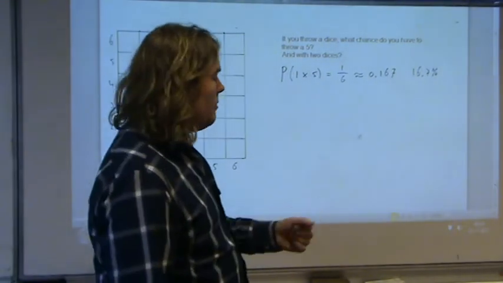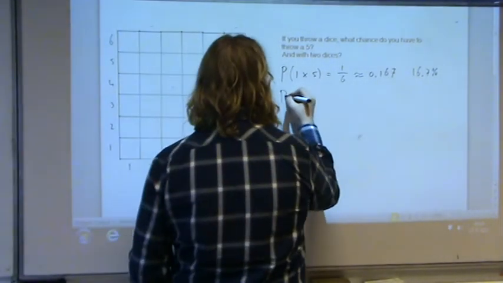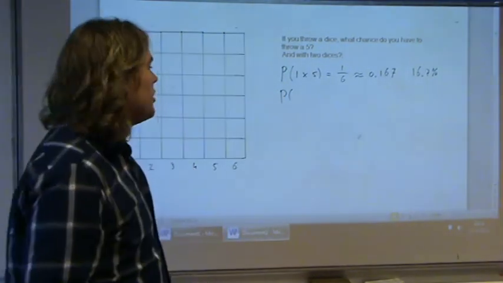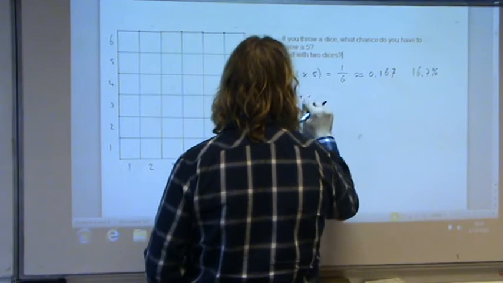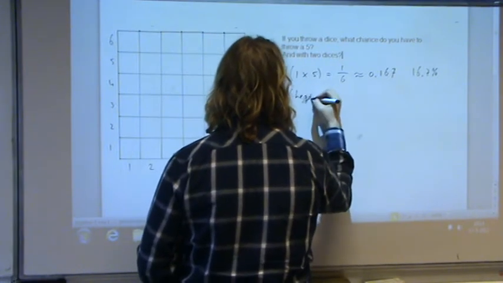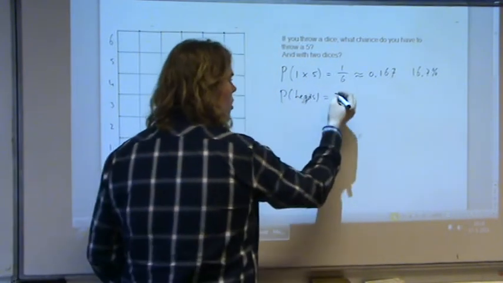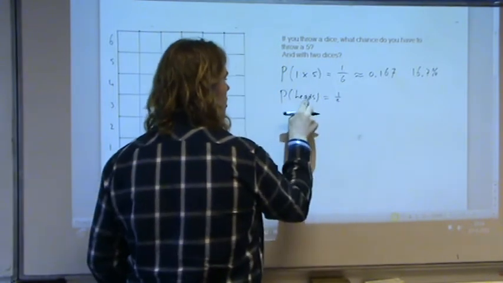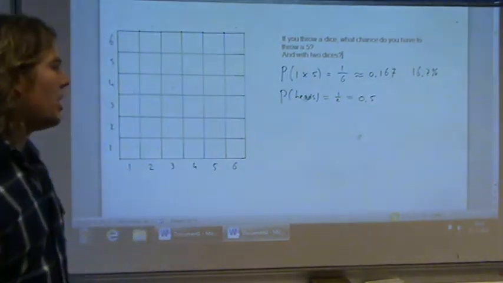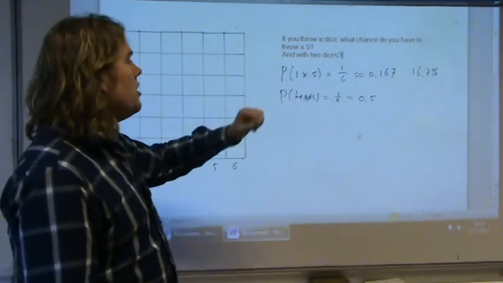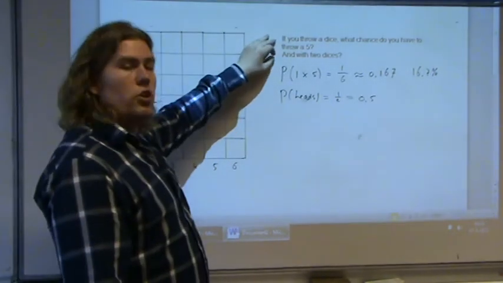Now, for instance, something else. If I throw a coin, and I want to have the chance that I throw heads. So the chance that I throw heads. Well, that is 1 out of 2. So that is 0.5. That is the chance that you get heads. So still pretty easy. Then we get to something more difficult.